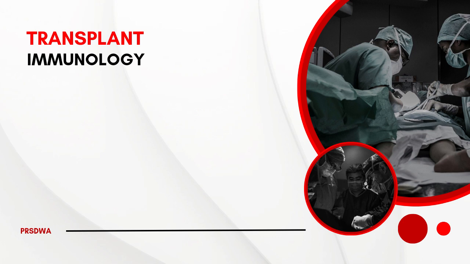Please, there's a part we've forgotten, types of rejection. I was putting that under complications because the complications are divided into anesthetic, surgical, immunosuppressive, and rejection complications. Okay, thank you.